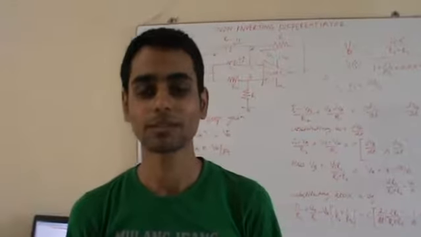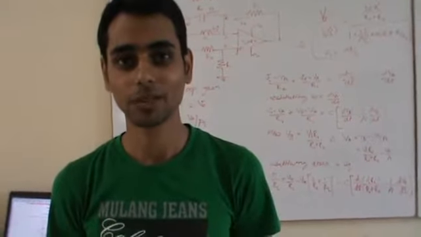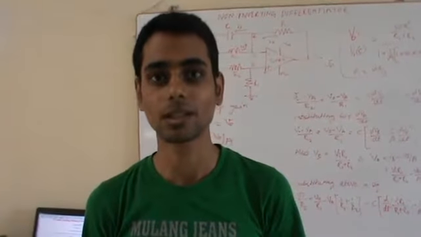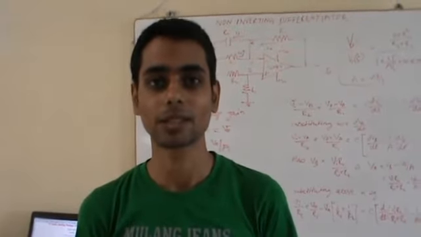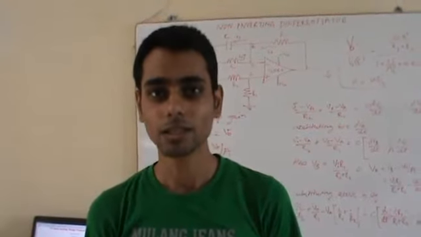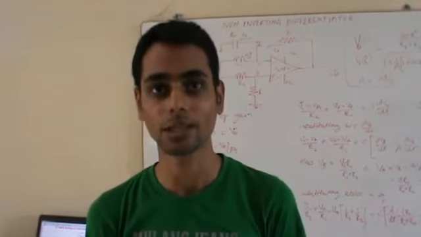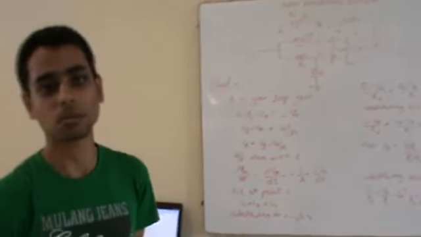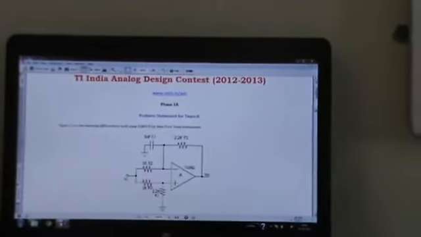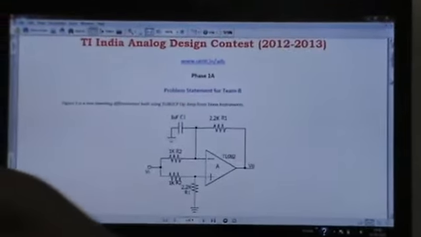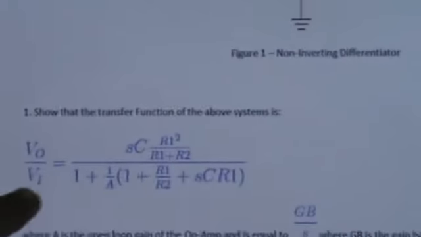Hello there. We are students from SirMVIT Bangalore, and this video features the analog design contest organized by Texas Instruments India. In this video, we are going to show the problem statement which is given under phase 1A by Texas Instruments. The problem statement says that we have been given a non-inverting differentiator circuit, and we have to show that the transfer function of this circuit, or the differentiator, is given by this. So we will derive this transfer function.